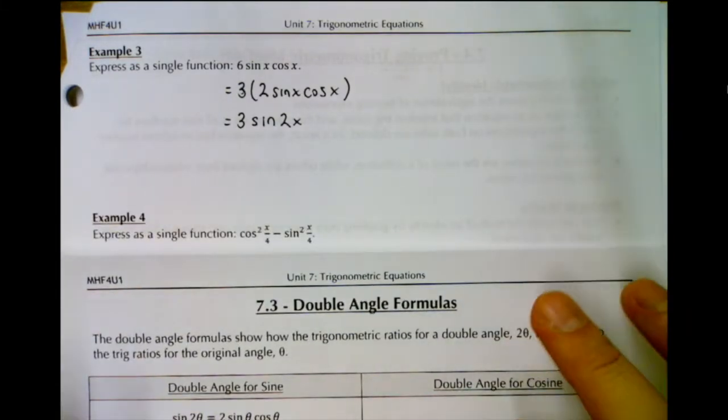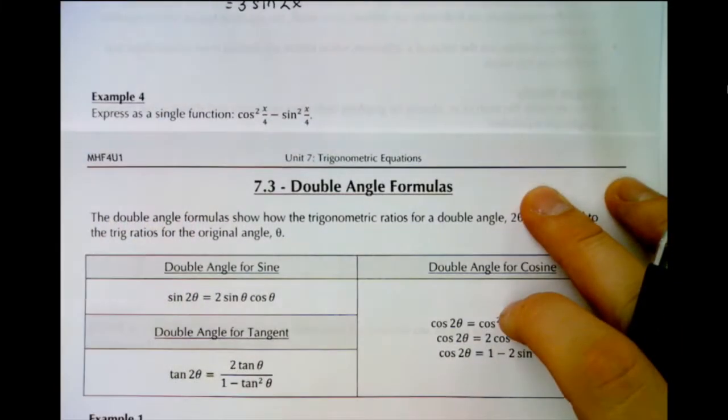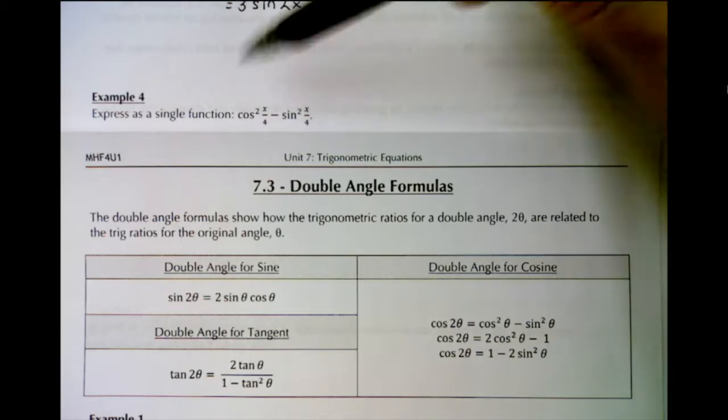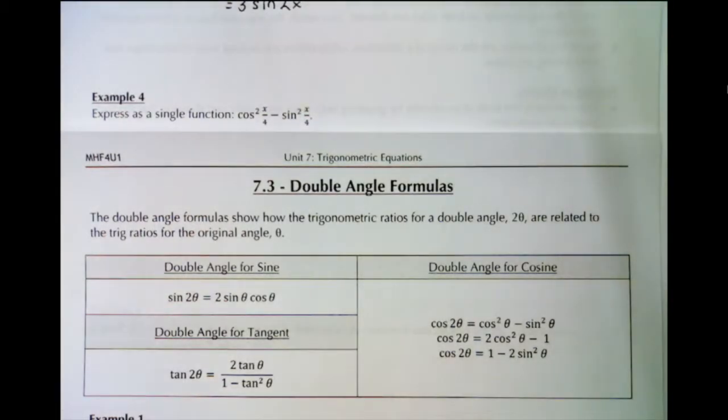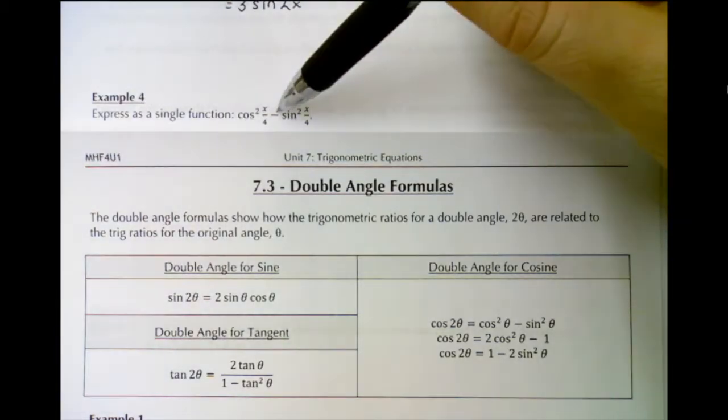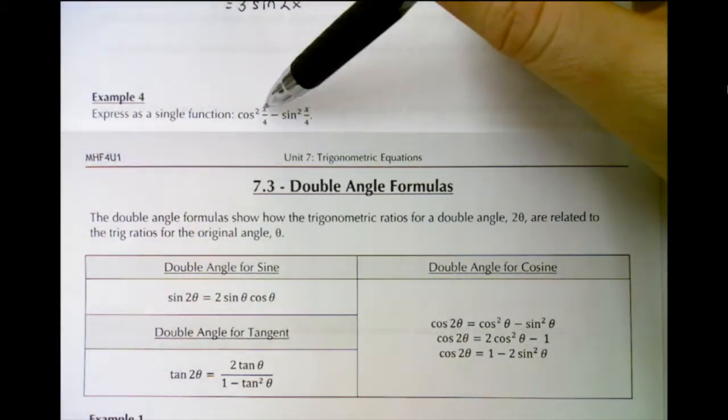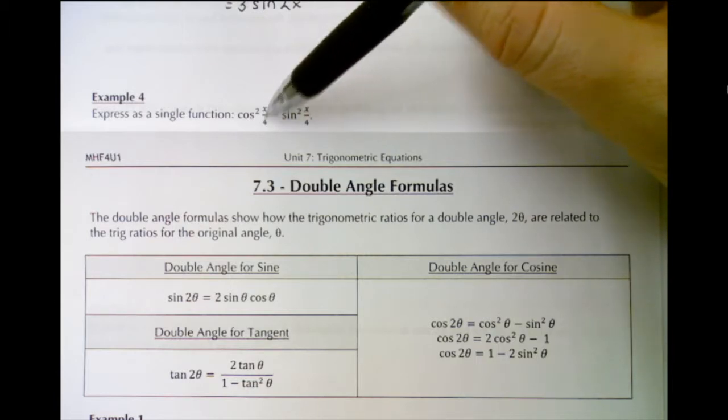Our next example asks us to express as a single function. And again, we have two functions. We have cos and sine. So we need to look at our identities and see if there is one that looks like this, and we do have one. The double angle formula for cosine in its first configuration says cos squared theta minus sine squared theta. And if we look, we have cos squared minus sine squared, and in this case our theta, or our angle, would just be this x over 4.